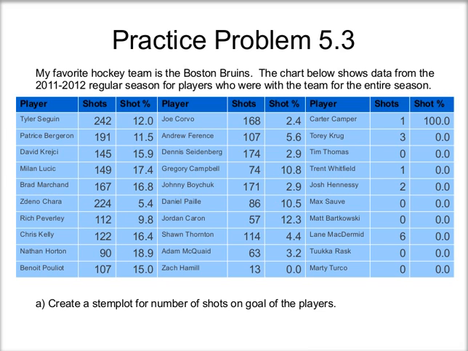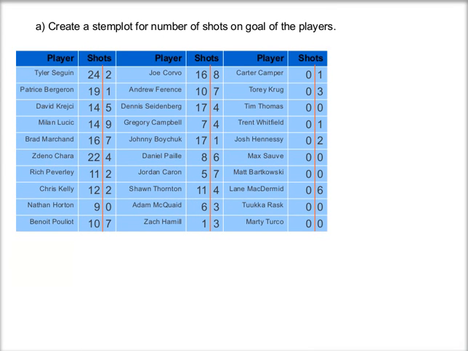So for part A, I want to create a stem plot for the number of shots on goal of the players. The first thing I want to do is separate the number of shots for each player into the stem and the leaf part of the number. So I have done that here on this copy of the chart. This just has the shots, and I've separated the last digit from the rest of the digits by an orange line here.